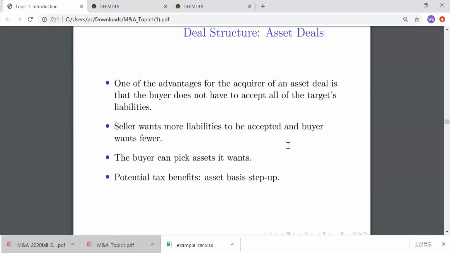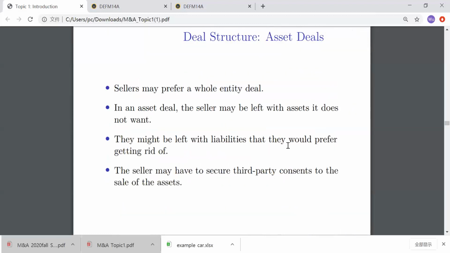Now, if they increase the asset value, that means they will enjoy more depreciation in the future. If you buy the assets, they will be depreciated over time. So more depreciation potentially means lower taxable income and taxes paid, because depreciation can serve as a tax shield. There will be a tax deduction there. That's why there are potential tax benefits.